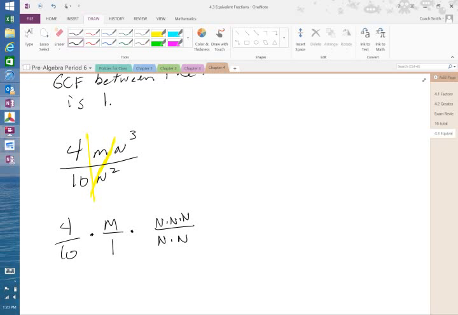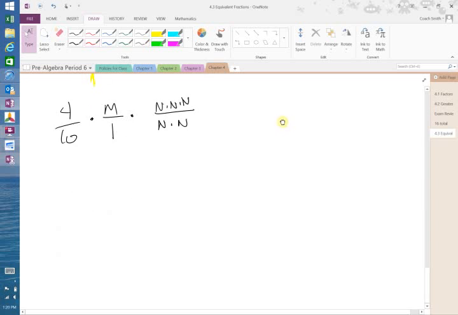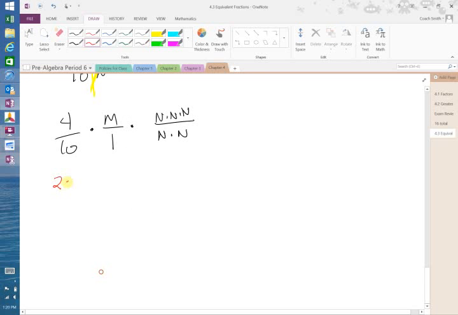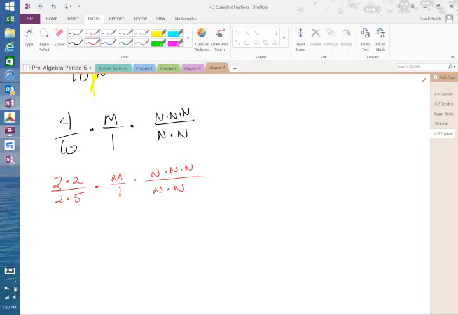Now, if you really want to look at 4 and 10, that's what you really have. That's what we're doing when we simplify. A while ago, when we simplified 46 over 36, or excuse me, 72, that's what we're doing. We're writing the number in prime factorization. In other words, 4 written in prime factorization is 2 times 2. 10 written in prime factorization is 2 times 5.